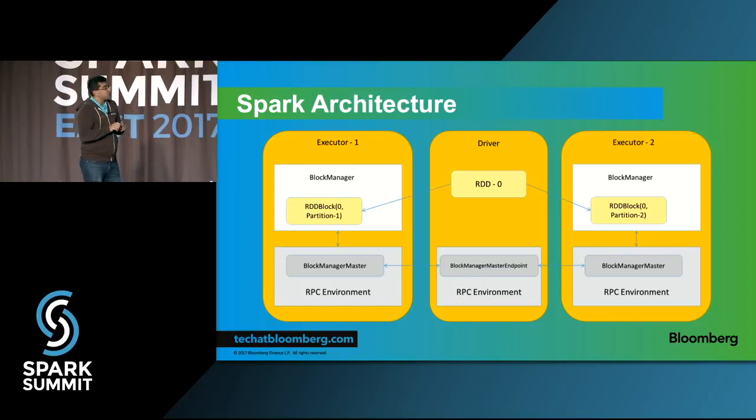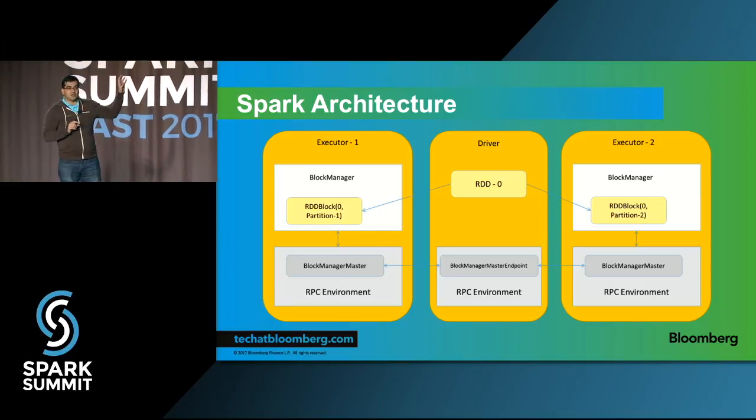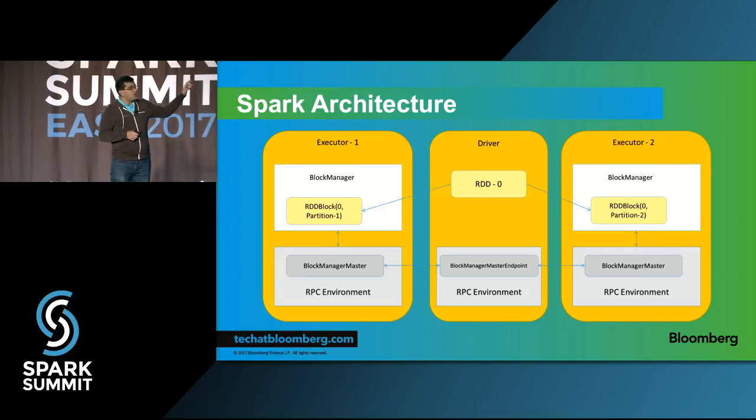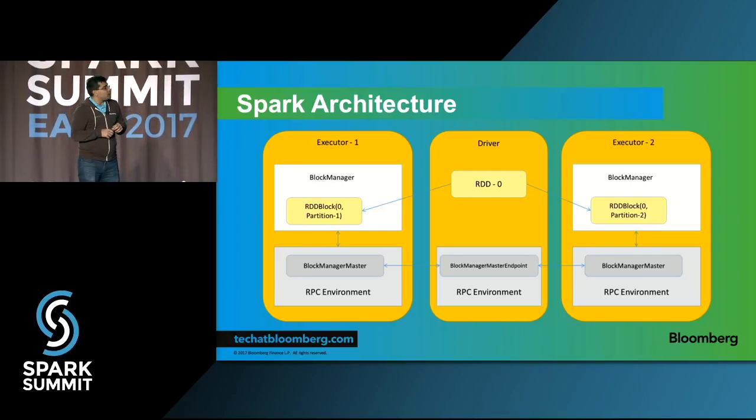So for example, in this case, I've shown an RDD that has 2 partitions, and those partitions reside on executor 1 and 2 in the block managers. Now, within the block managers, each partition is mapped to what's called a block. For the purposes of RDDs and this discussion, it's actually a one-to-one mapping between an RDD block and an RDD partition. All the communication between the driver and executors happens using an RPC layer that's controlled by block manager master on the executor side and the master endpoint on the driver side.